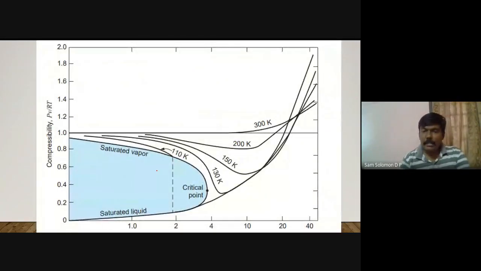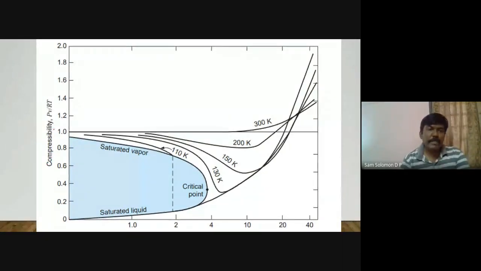Okay, so here there is a graph between pressure and compressibility factor. So this is your Z, and this is your pressure. Pressure along the x-axis and Z along the y-axis. And you can see here you have got pressure 0. Here you have got different temperatures: 110 Kelvin, 130 Kelvin, 150 Kelvin, 200 Kelvin, and 300 Kelvin.